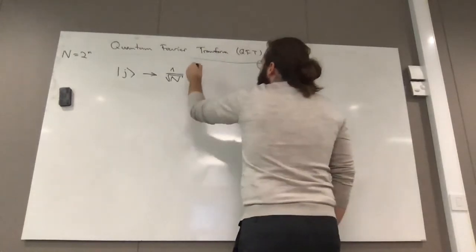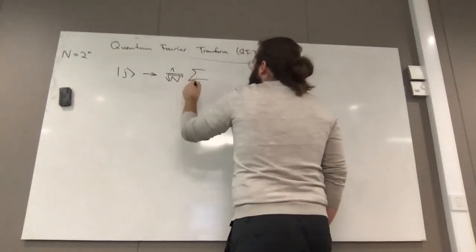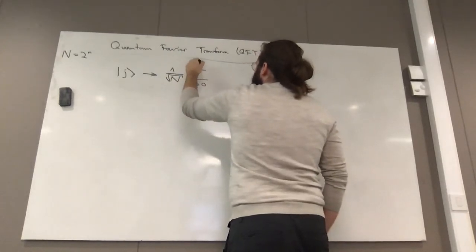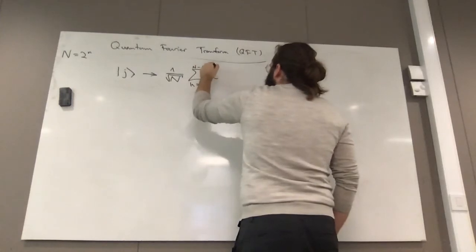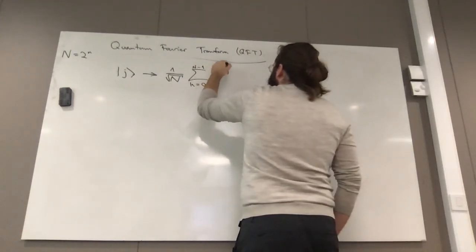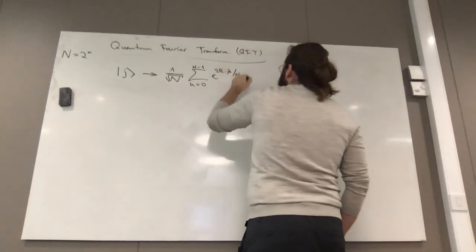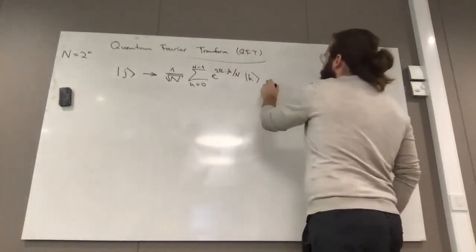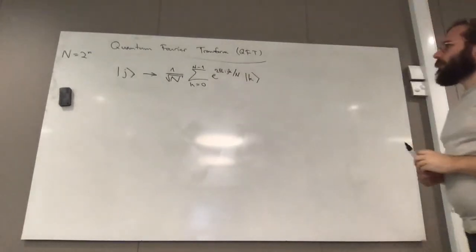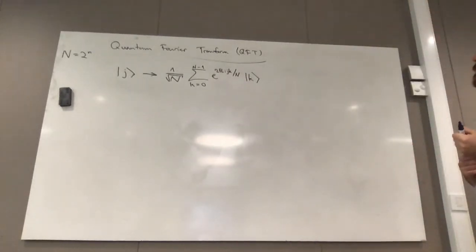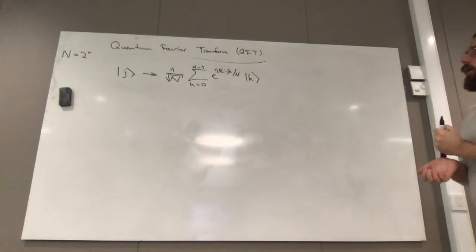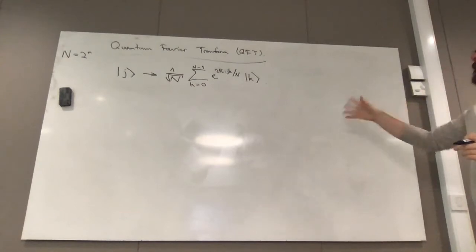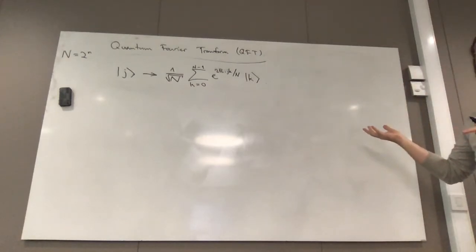Okay, so you get a sum, and this is k equals 0 to big N minus 1, and an exponential e to the 2 pi i j k over big N, times k. So this is the Fourier transform. This is how it looks. And so in the first part of this talk, I will just try to see what happens if you Fourier transform different kinds of states.